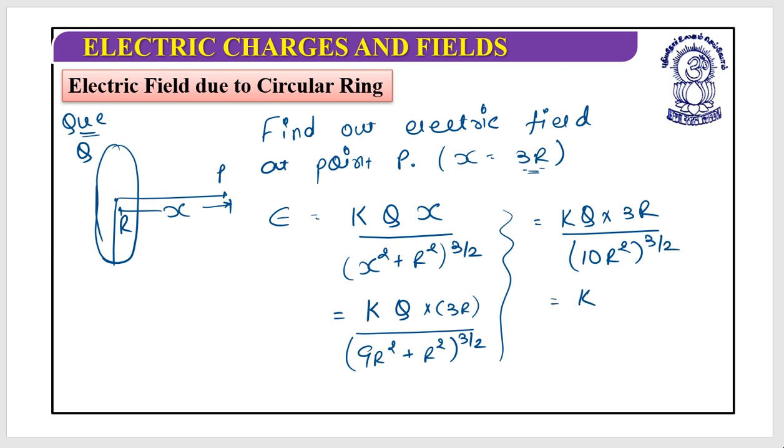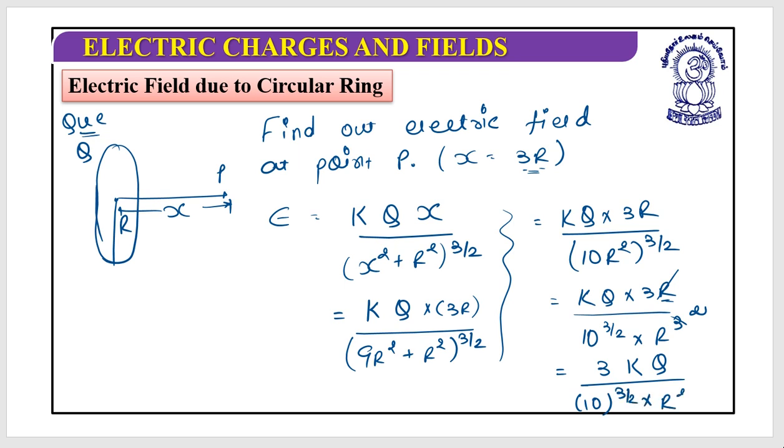So this is kq multiplied by 3r divided by 10 to the power 3 by 2 multiplied by r cube. Here r is there, here r cube would be there. If I cancel this, it's an r square. So this is 3kq divided by 10 to the power 3 by 2 multiplied by r square. This is the magnitude of electric field at point P as per the given data.